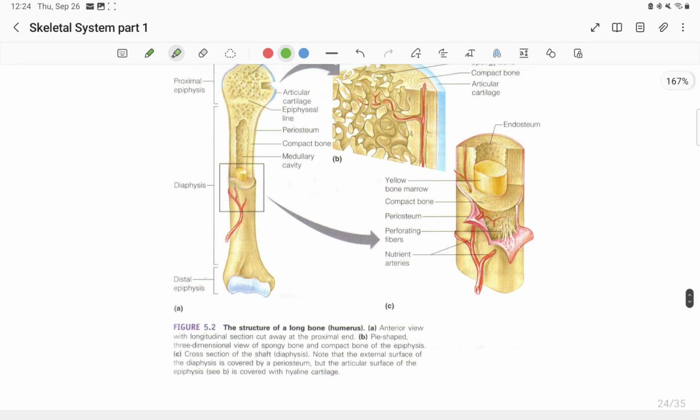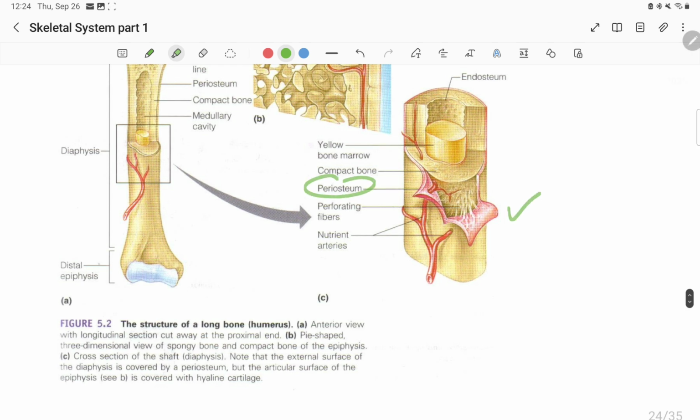Okay, here's another picture of the periosteum. You can see that outer skin of bone being peeled back.